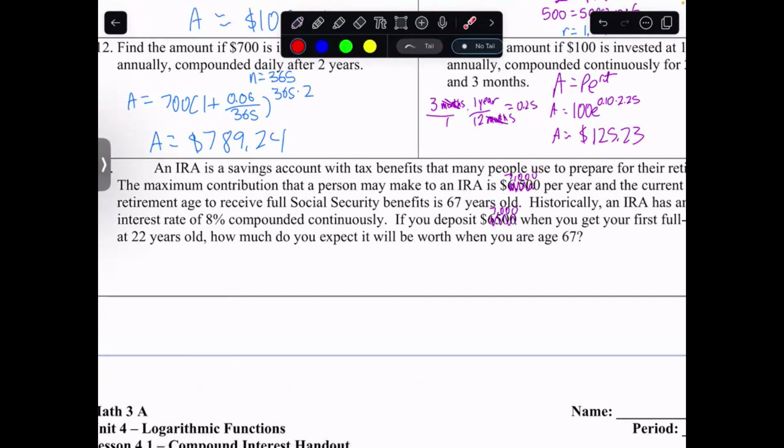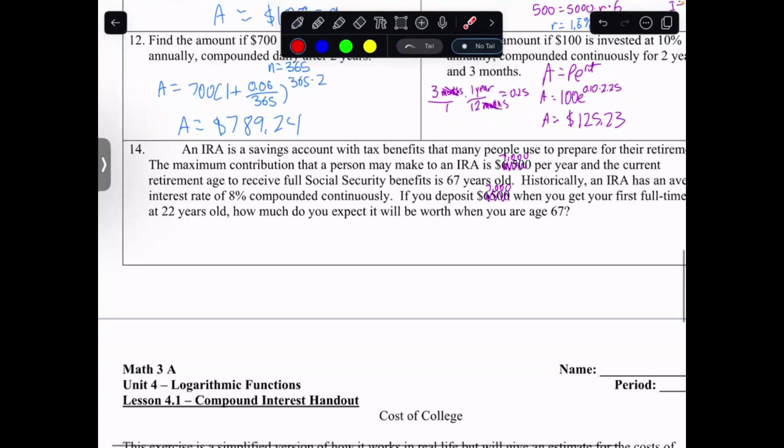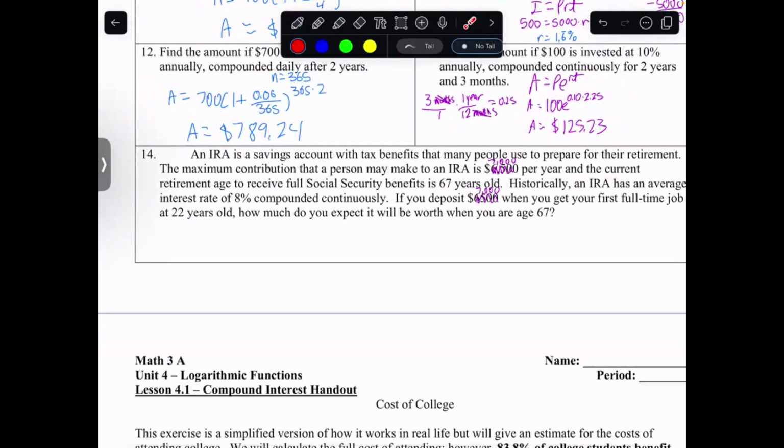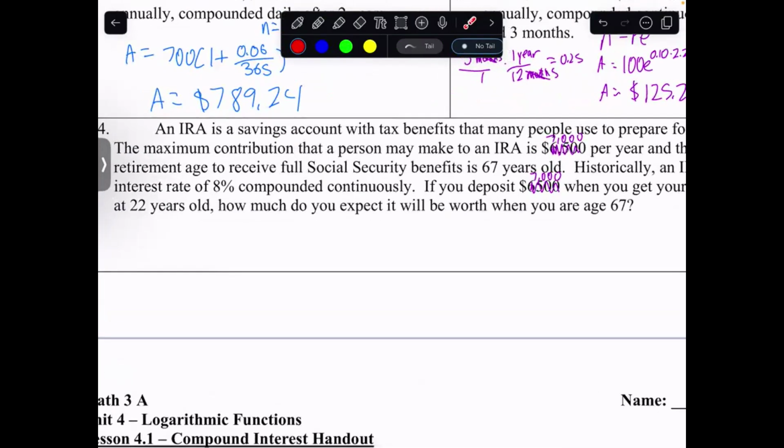The current age to receive Social Security benefits from the government is 67 years old. And over the past 90 years since this has existed, on average, you've gained about 8% interest per year, compounded continuously. A common path is you go to college around 18 years old, for 4 years, you graduate around 22, and you get your first full-time job. Let's say you make your first $7,000 IRA deposit when you're 22 years old. How much will that be worth when you retire at 67?